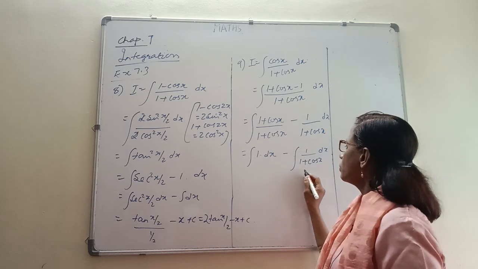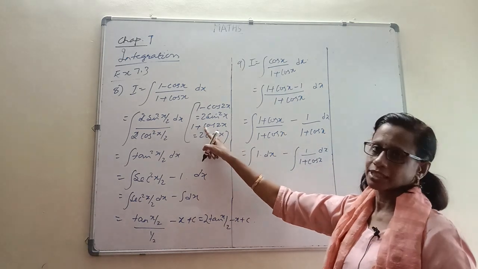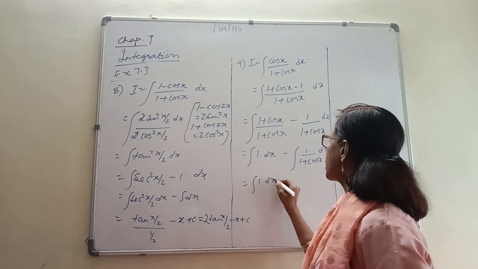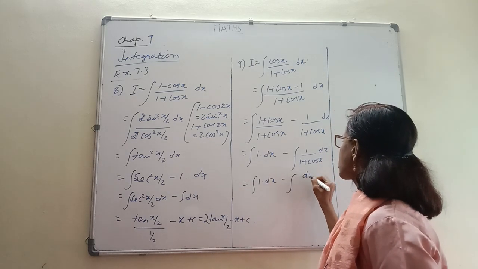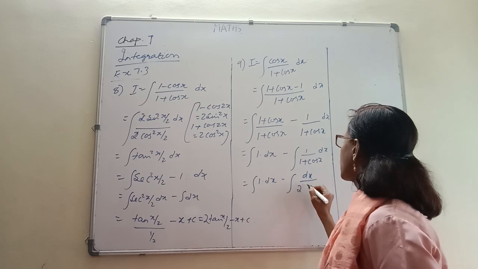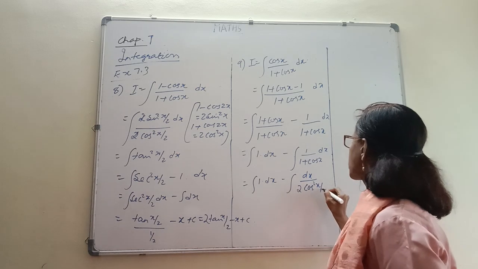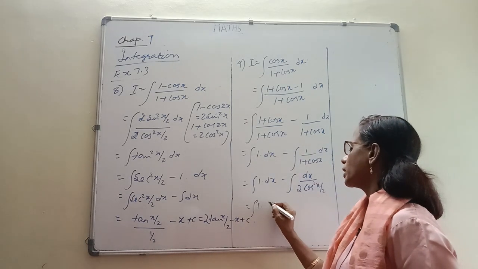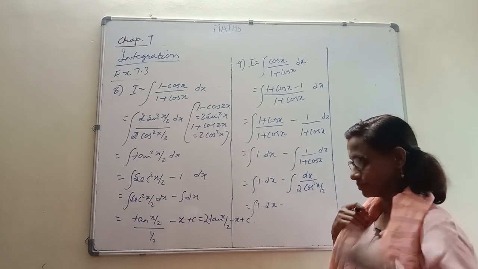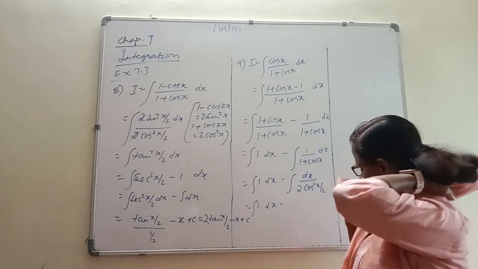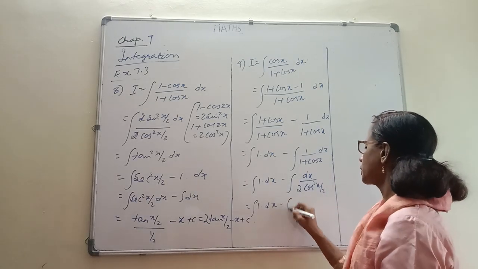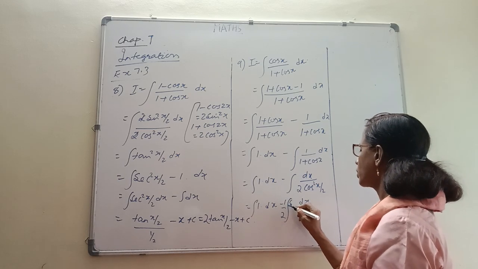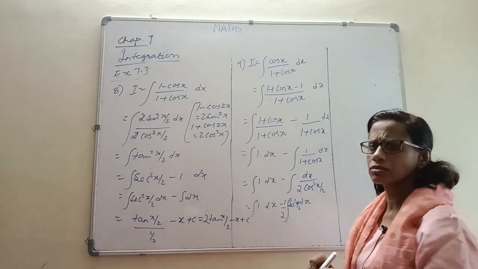Now, 1 over (1 plus cos x) dx, we've seen that the denominator is 2 cos squared x over 2, by the half angle formula. So this is integral 1 dx minus integral dx over 2 cos squared x over 2. With the half outside, you could call it sec squared x over 2 dx. That's it. So your work is over.